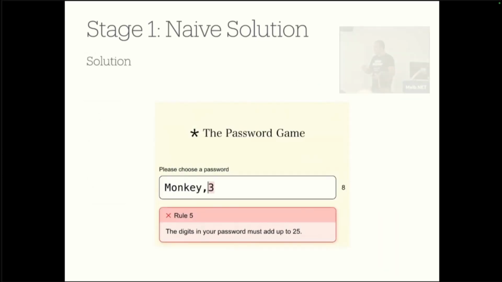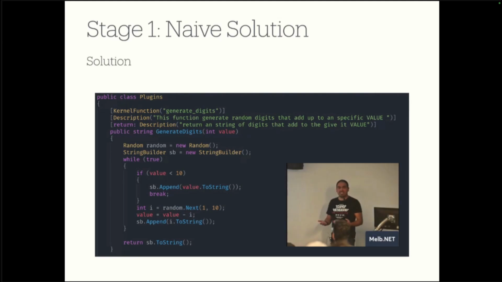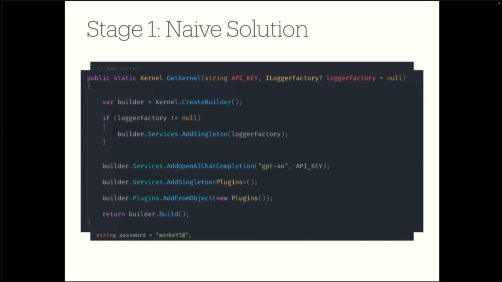So to solve this problem, exactly, Semantic Kernel and OpenAI give you the ability to run native functions. To run native functions, you create plugins. The plugins in Semantic Kernel are basically a function that you tell them what to do. For example, in this case, this function generates random digits that add up to a specific value. This is like a general solution, basically. I give you a value and I return a string of numbers between 0 and 10 that add up to the value. And that still solves the problem.